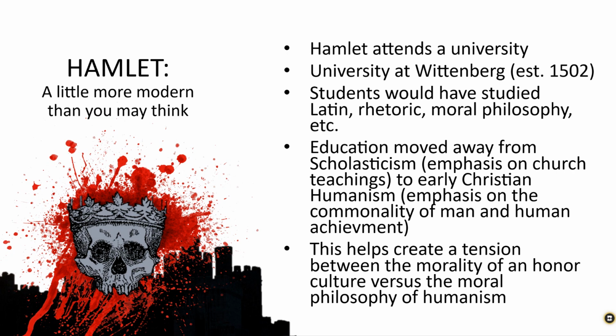So the University of Wittenberg is still a university that exists and was established in 1502. He would have studied all sorts of things to be a sort of well-rounded individual. He would have studied Latin so he could read the classics. He would have studied rhetoric so that he could argue and write in that same sort of idea. He would have studied moral philosophy to become a much different kind of person than perhaps his father or later on his uncle.